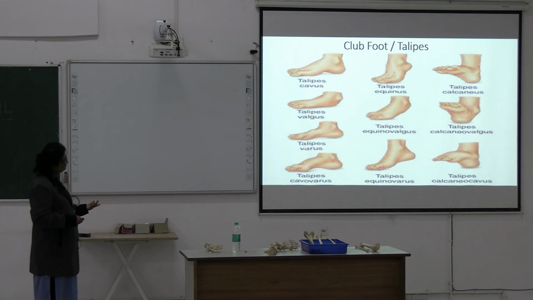Varus means inverted, and this is talipes calcaneovalgus. The calcaneum is touching the ground, the forefoot is not touching the ground, and valgus means everted. And here it is inverted, talipes calcaneocavus. Talipes calcaneus means the hind foot is touching the ground, the forefoot is above the ground, and cavus means high arched. So, these are the different varieties of the club foot.